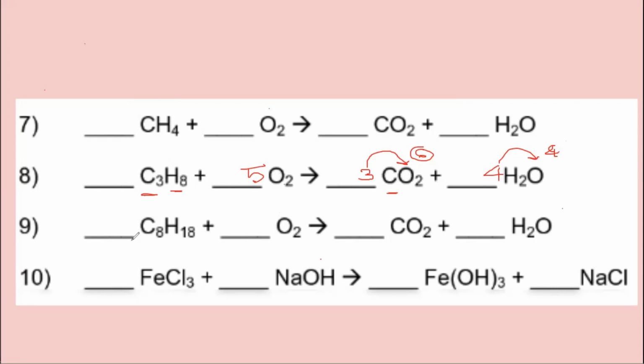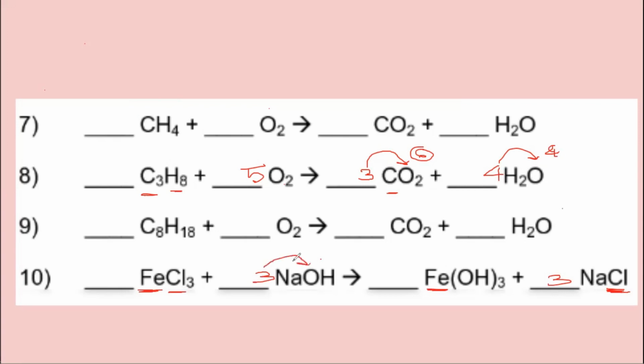Number 9 equation, I'm doing it in the last. It is the difficult one. 1 iron, I'm seeing number 10. 1 Fe, 1 Fe, balanced. 3 Cl, but there is only 1 Cl in the product side. So make it 3. Sodium has become 3. Make this sodium 3 in the reactant side.